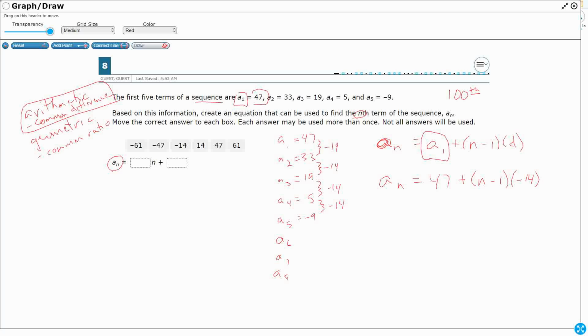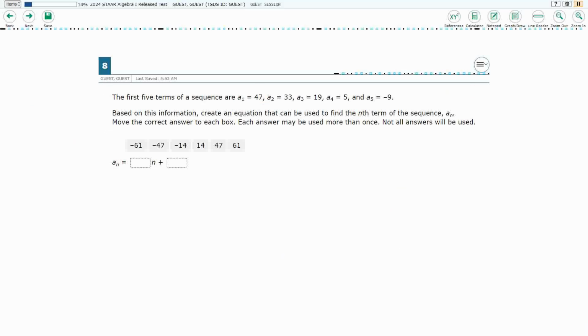So now we can at least distribute this out right here. So a sub n equals 47 plus, now I've got a minus 14n, and those two are going to end up being positive, right? This can be a 14. So 47 plus 14, that's going to make 61 plus negative 14n, or if we swap them, it's going to be negative 14n plus 61, and that's what we need. So negative 14n plus 61.